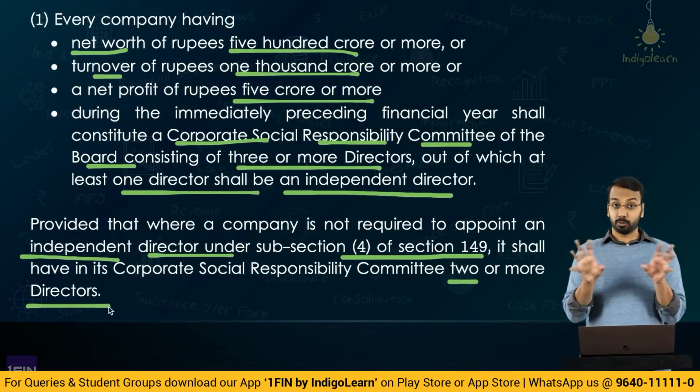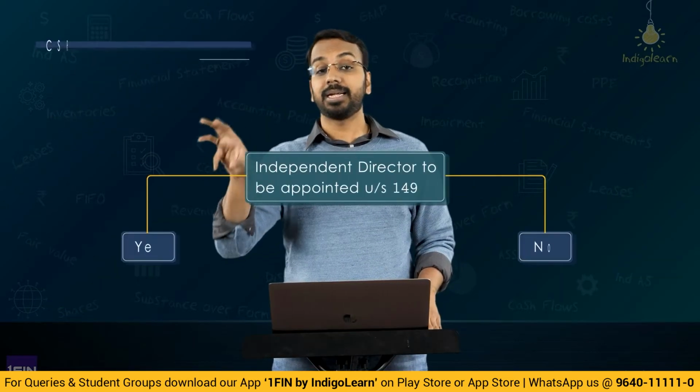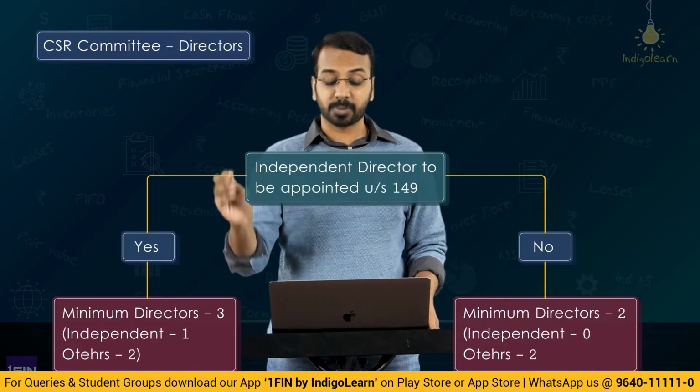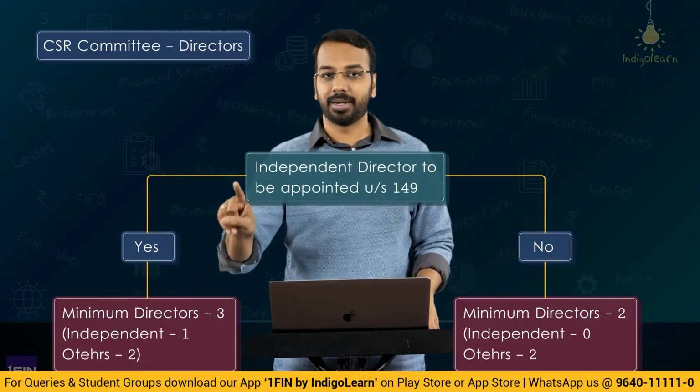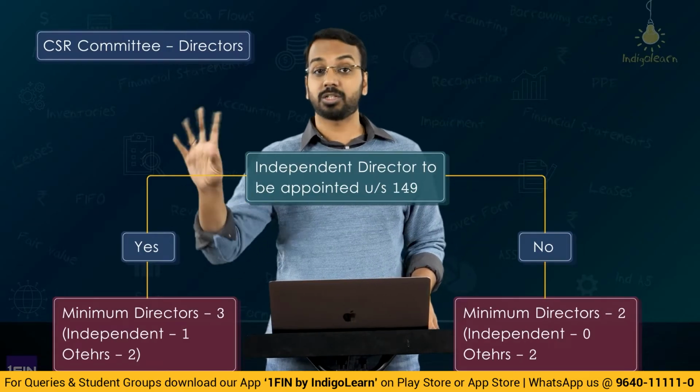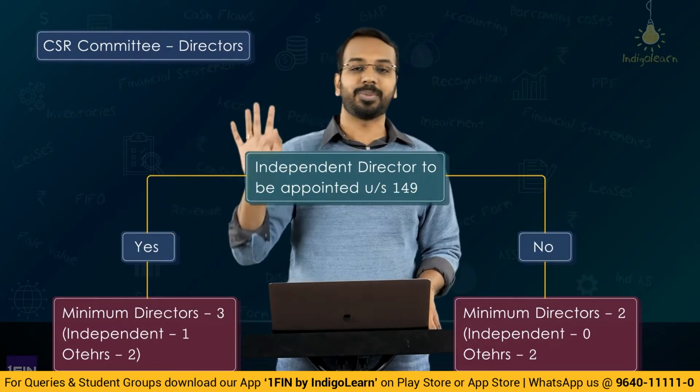So, there are 2 scenarios. One, independent director is required to be appointed as per section 149, then you will have 3 or more directors, one of them has to be independent. So, meaning to say 2 regular directors which are executive directors plus 1 independent director.